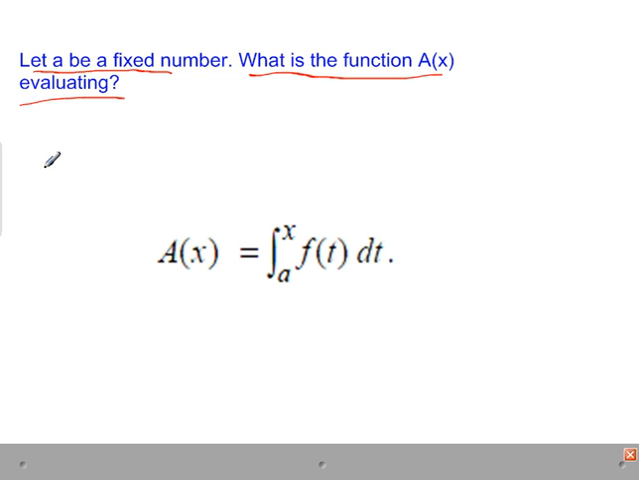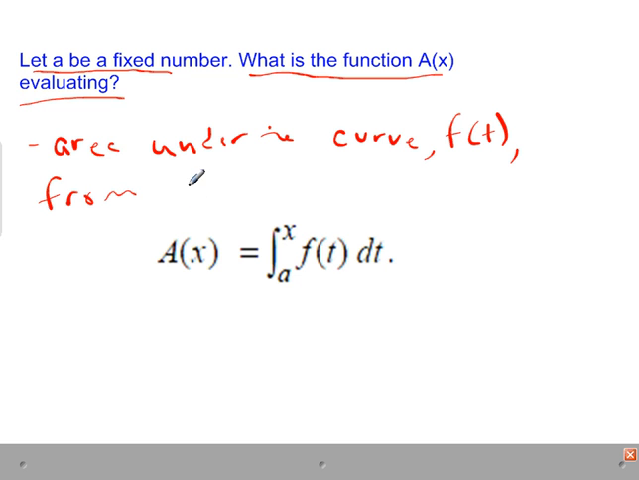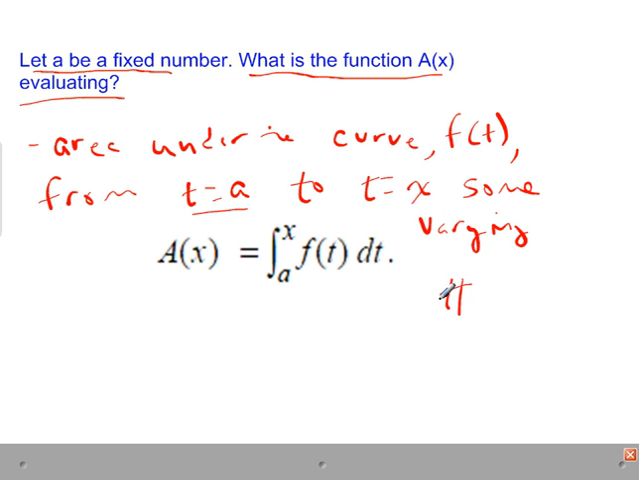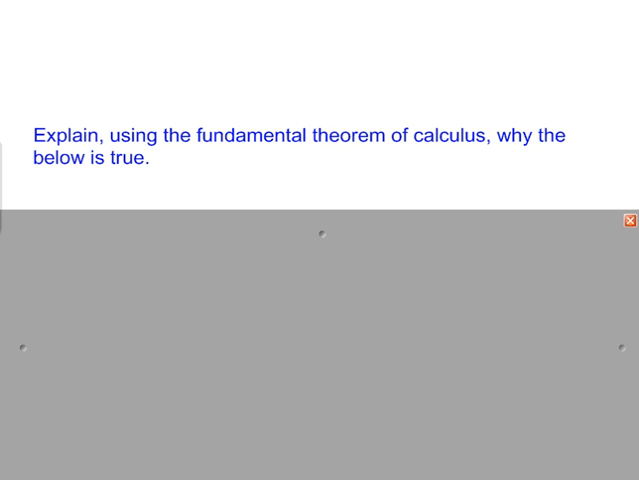Well, hopefully you've paused and tried to do that. What it's finding is the area, just like what we just did, the area under the curve f of t, where f of t is the curve, from t equals a, some fixed number, to t equals x, some varying number. All right, let's look at some concrete examples of this.